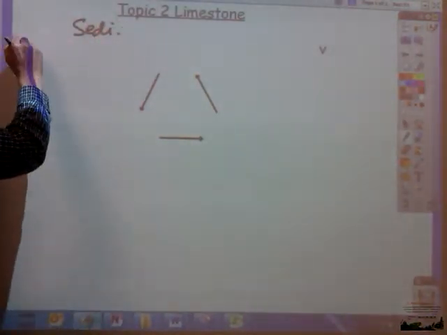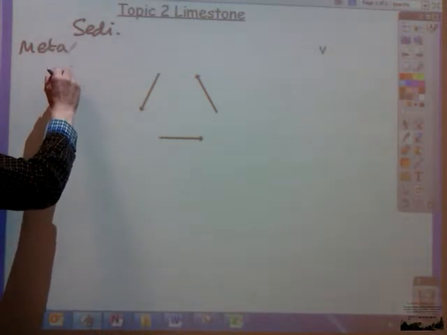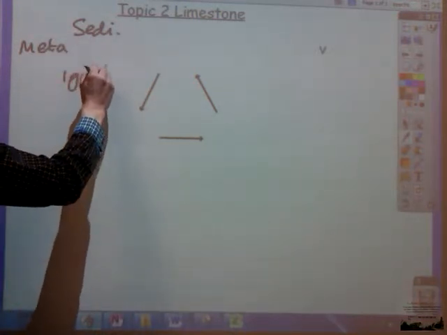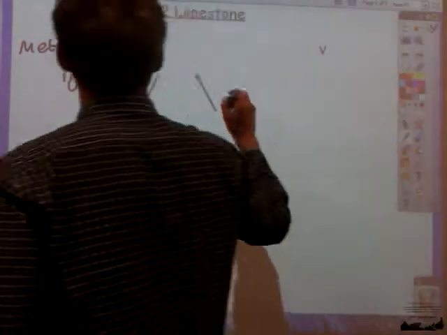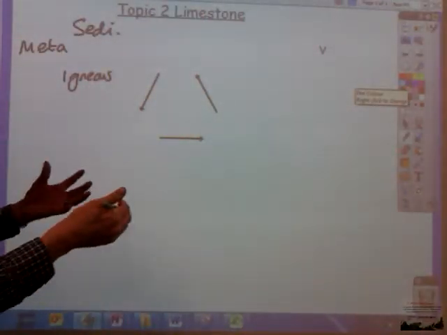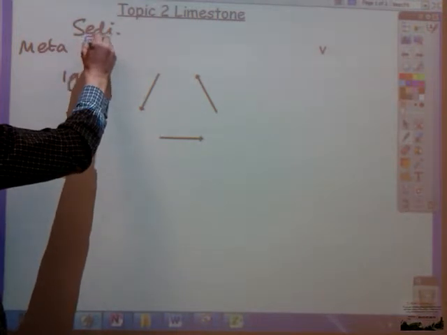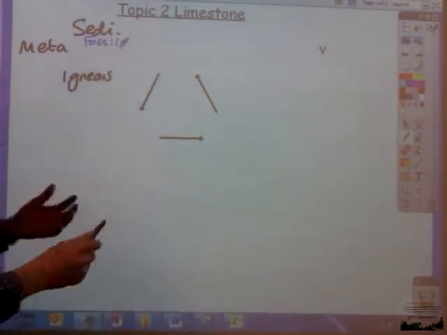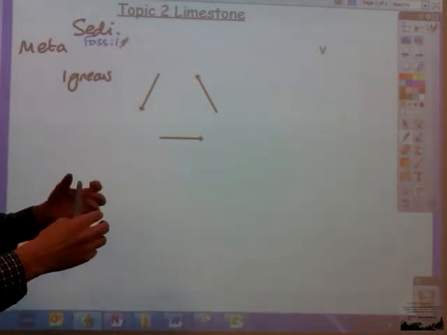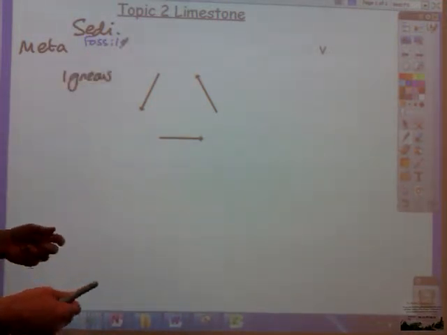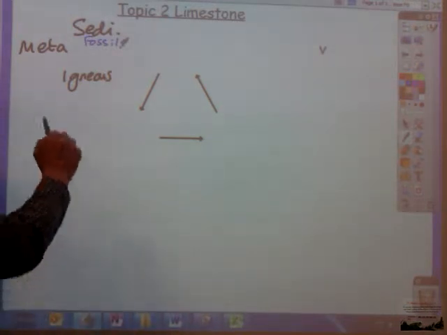Sedimentary, metamorphic, and igneous. Okay, so this is the rock cycle, as you might notice. Sedimentary, made from sediments, so like mudstone, sandstone. You find fossils because it's just compressed sand, mud, things like that. So it's very soft rock. You'll find fossils in it that were trapped there millions of years ago sometimes.